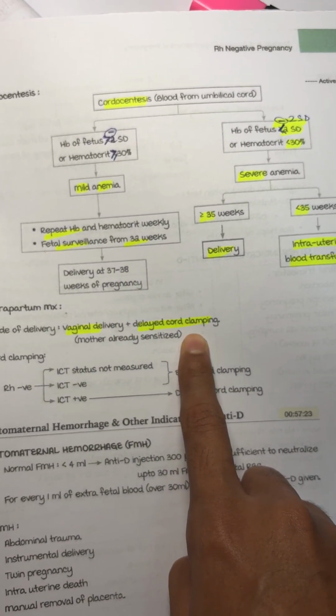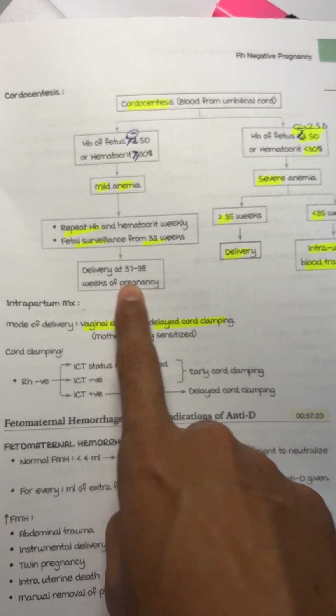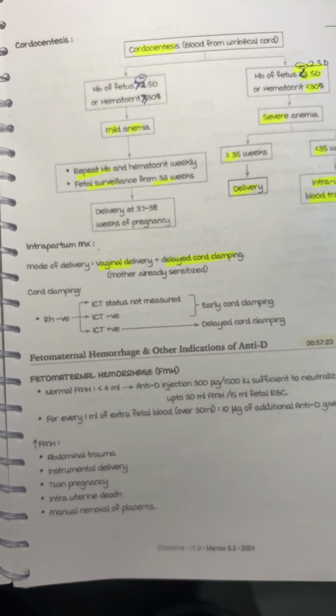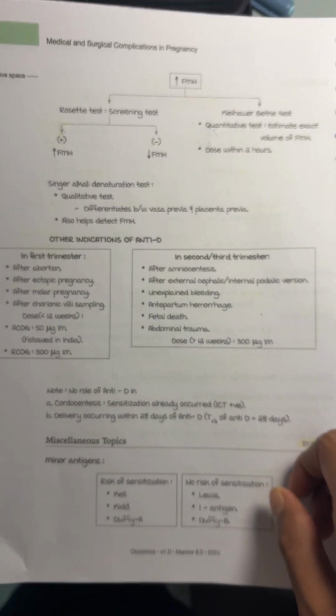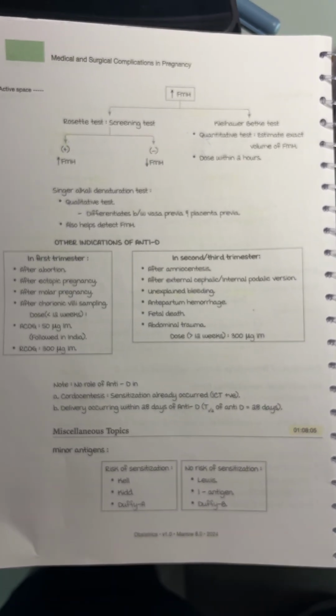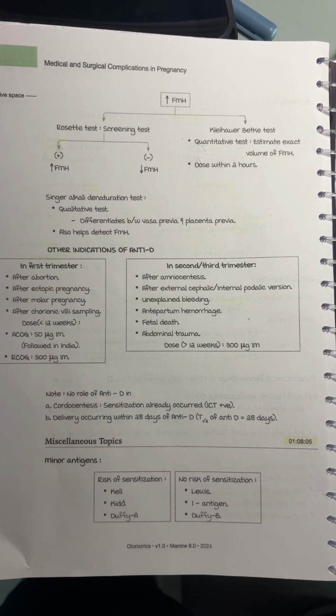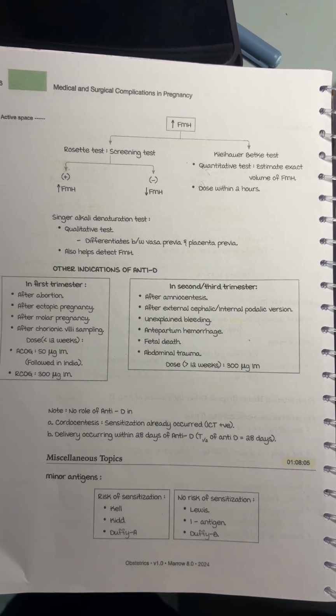What's the time of delivery? It's generally done at 37 to 38 weeks. In the previous one, it was 39 to 40 weeks. Now, these are some other indications of using anti-D. That ends it basically.